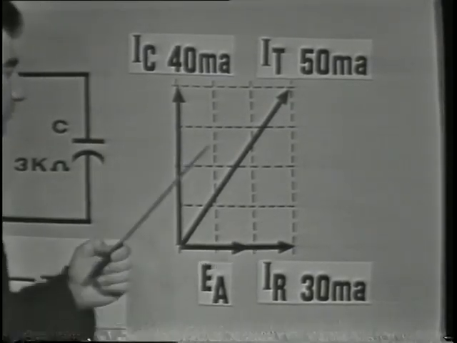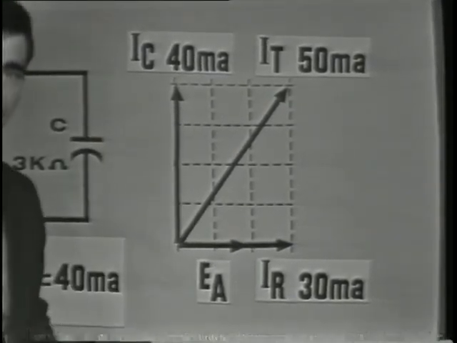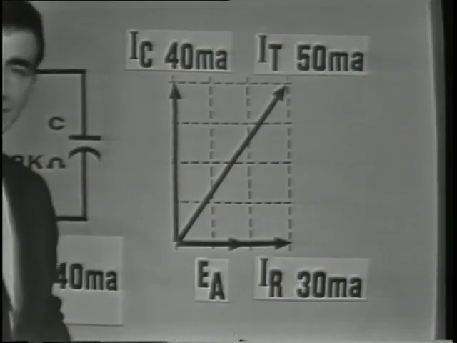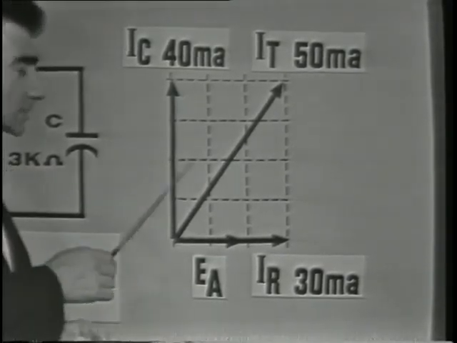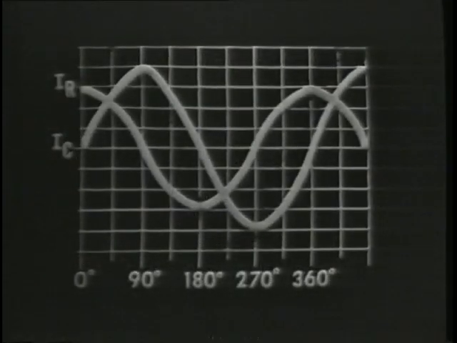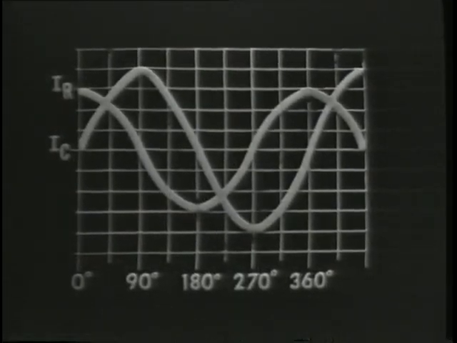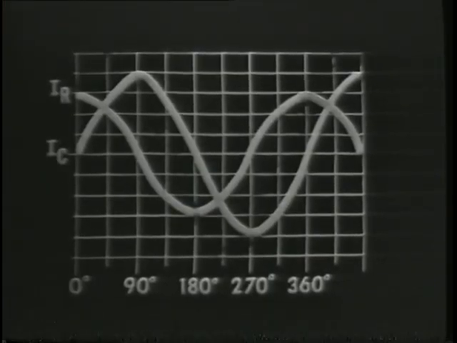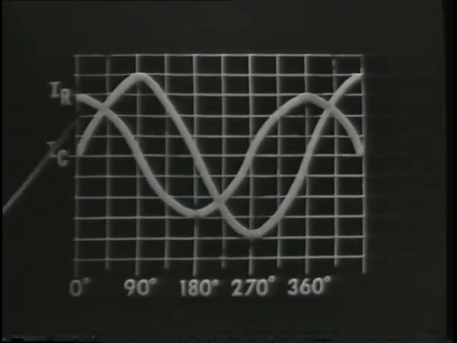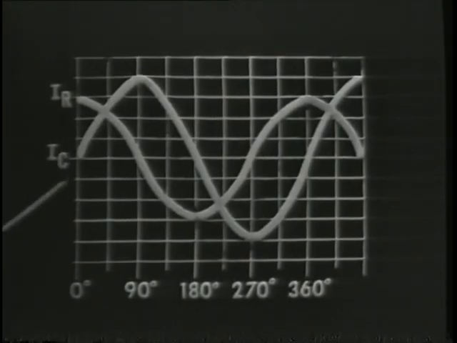Now, the reason these two currents cannot be added together is because they don't occur at the same time. We know that IC and IR are 90 degrees apart. And if we plot the waveforms of these two currents, we will see that the sum, or the resultant current, will be greater than either of them, but less than the arithmetical sum.